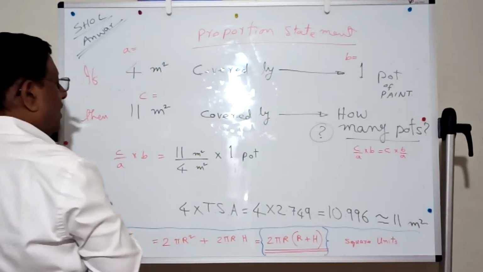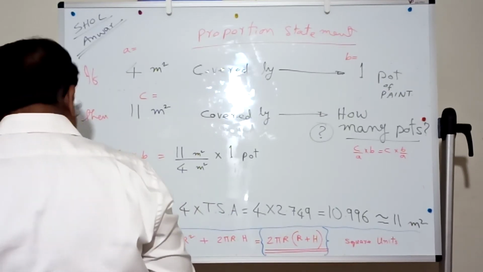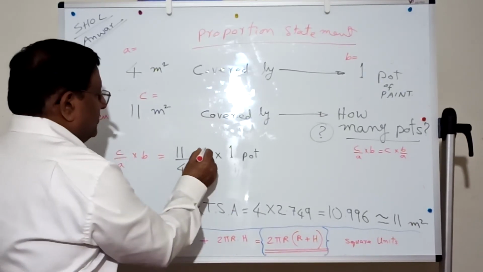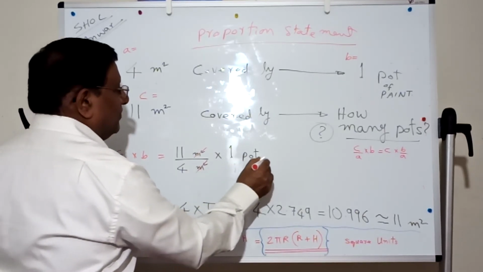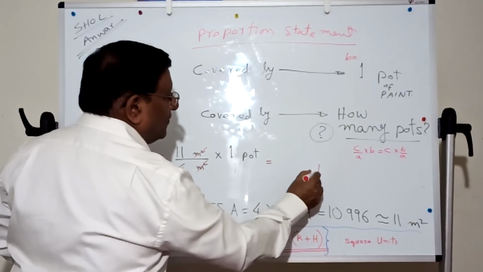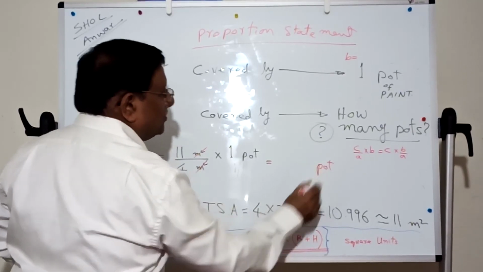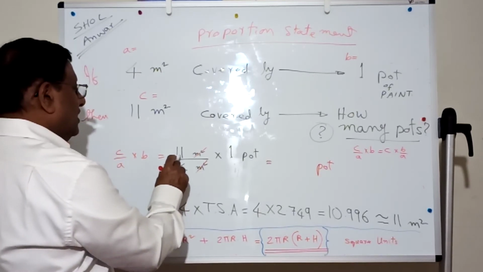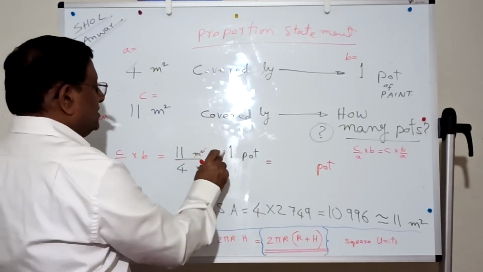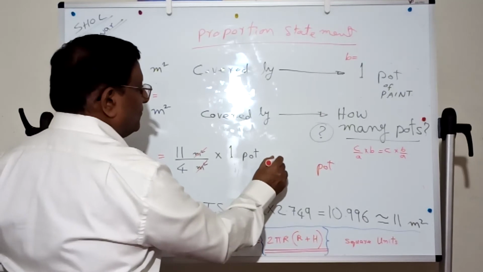And here you can see the units, how they get cancelled. Square meter gets cancelled, leaving the final unit as parts. That means finally you will be getting the units as so many parts. And 11 over 4 times 1 means 11 over 4.